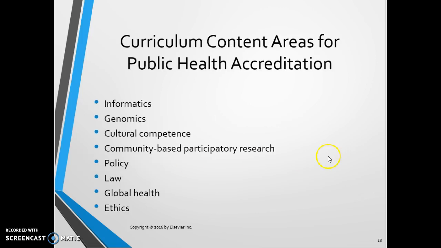So where are we? Curriculum content areas for public health accreditation. We need to know a lot. We need to know about informatics, genomics, cultural competency, community-based participatory research, policy, law, global health, and ethics. So there's a lot going on here. The Institute of Medicine released a report, Who Will Keep the Public Healthy?, which identified 8 content areas in which public health workers should be educated and be able to address the emerging public health issues and advances in science and policy. So there's a lot here that a public health nurse needs to cover.